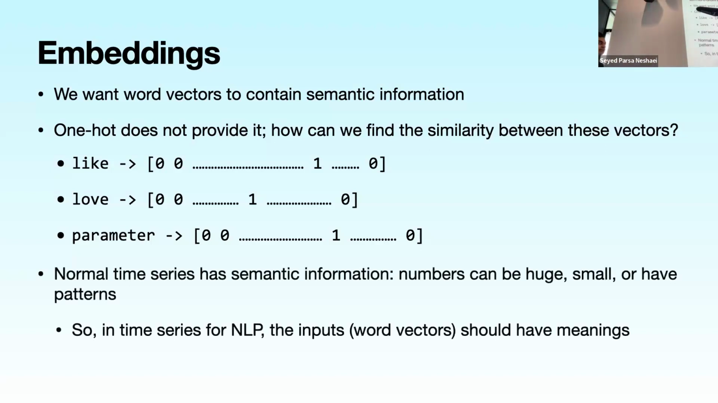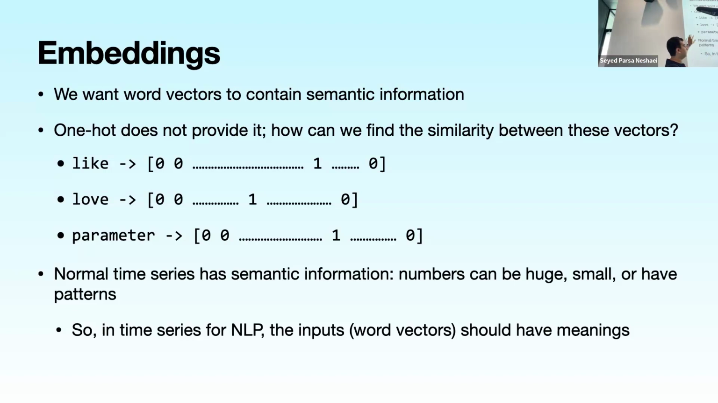However, normal time series has semantic information. The numbers that we had in time series tasks could be huge, small, or have certain patterns. Like imagine you have this sinusoidal pattern that we had covered. So in the normal time series, we had this semantic information because our data was numbers. Imagine weather temperatures. It had semantic information because anyone can understand that 40 degrees means something different than 20 degrees. And the exact numbers that are input to the model are also 40 and 20, right? So normal time series had this information.